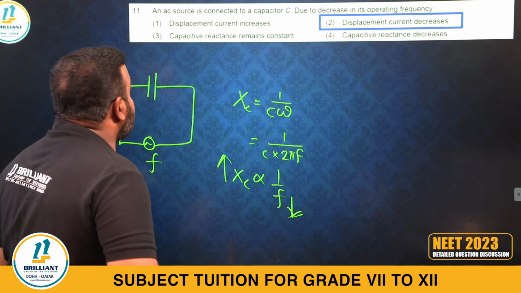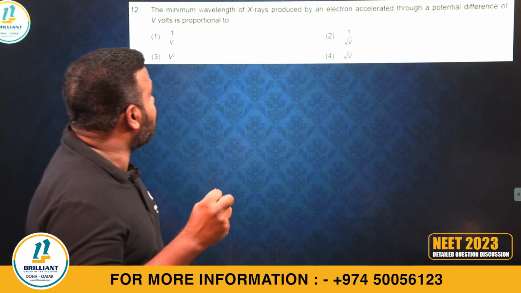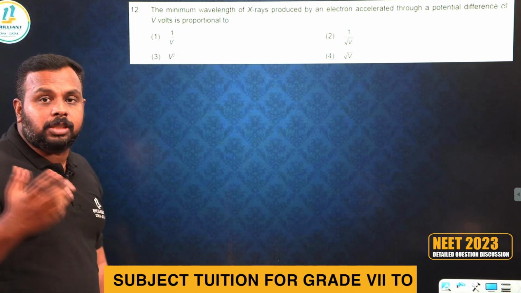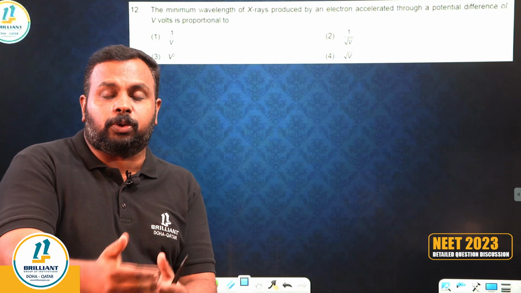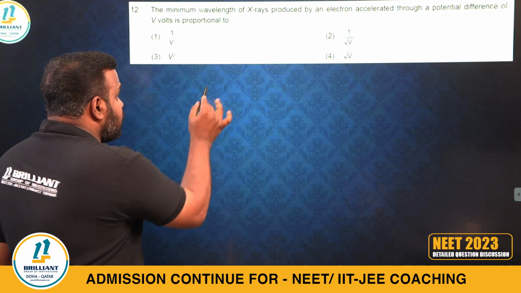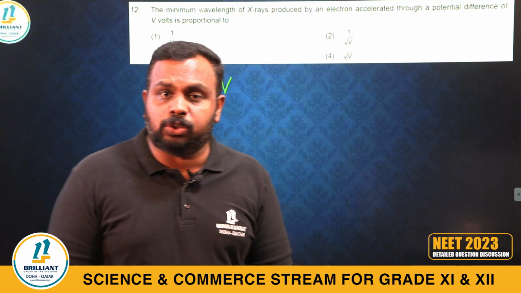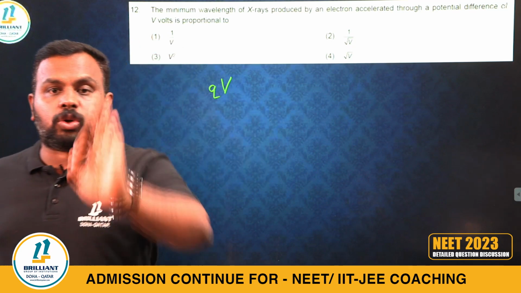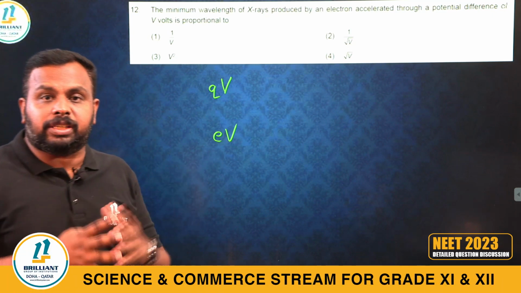Okay, going to the next question, question number 12. The minimum wavelength of X-rays produced by an electron accelerating through a potential difference of V is proportional to... So X-ray is produced by the acceleration of electron. So you know that if a charge is accelerated under a potential difference of V, the energy acquired is QV. This is a formula for energy, you know that. E is equal to QV. But here, which one is accelerating? Electron is accelerating. So instead of QV, you can write eV. So this is the energy of X-ray.